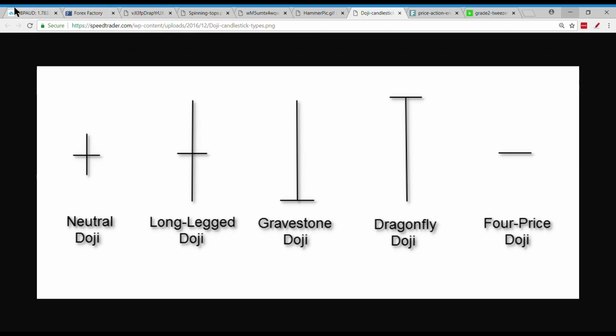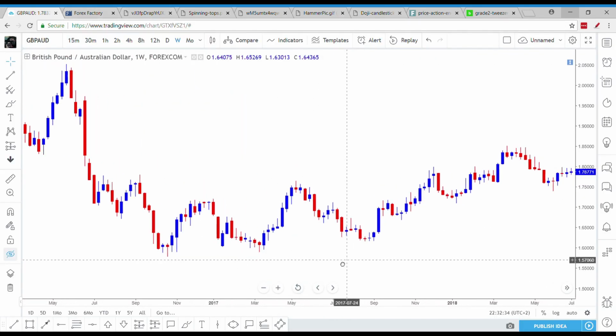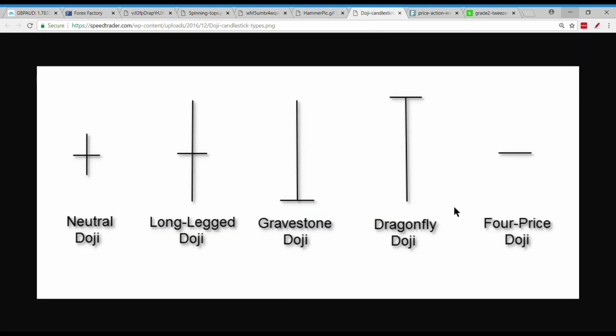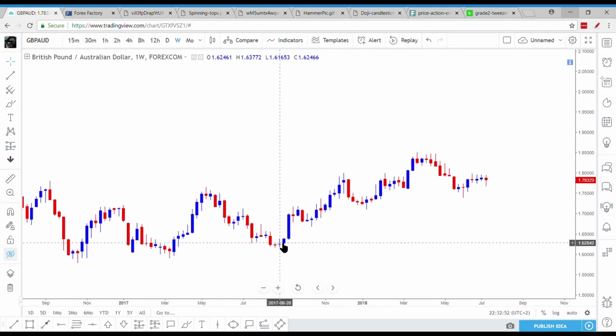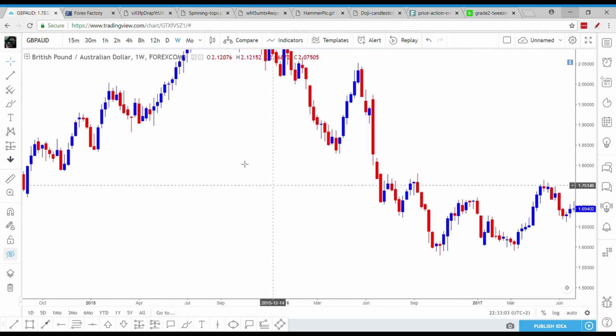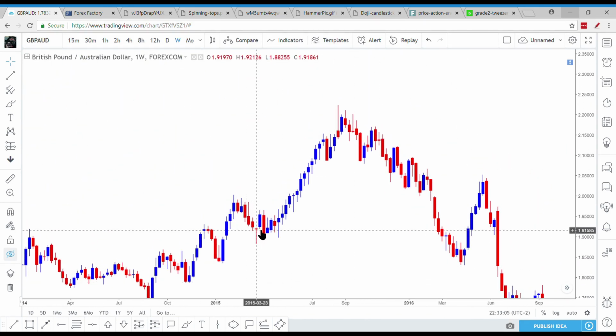So yeah, let's look on the market. Here we've got some dojis. By the way, no need to know the names, the gravestone or dragonfly. They're good to know if you're reading Forex articles. But in your analysis, there's no real need to know the names. So here we've got dojis. That's more of a shooting star. That's a doji as well, here too. So you can see many dojis really. And they are powerful. That's a lovely one as well. So that would be a dragonfly.